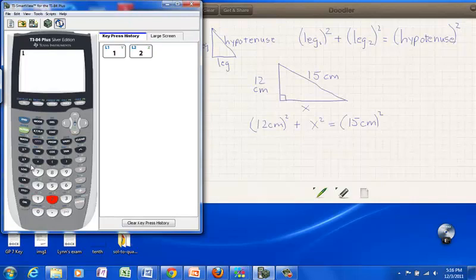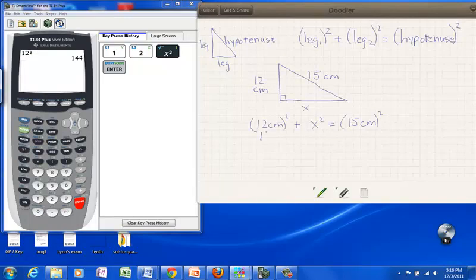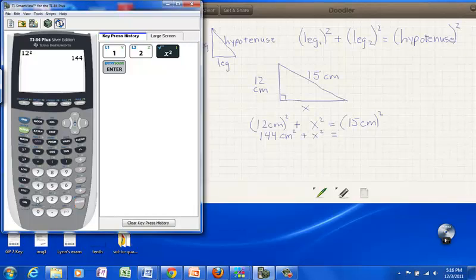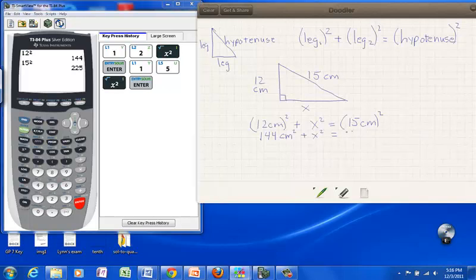Just in case we're not certain what this is, 12 squared is 144, and 15 squared is 225. For those of you going on to Math 65, you should be trying to copy the units as well as the numbers as we work through these problems.